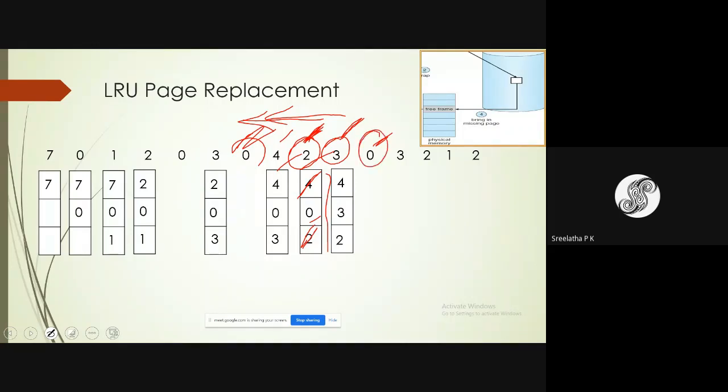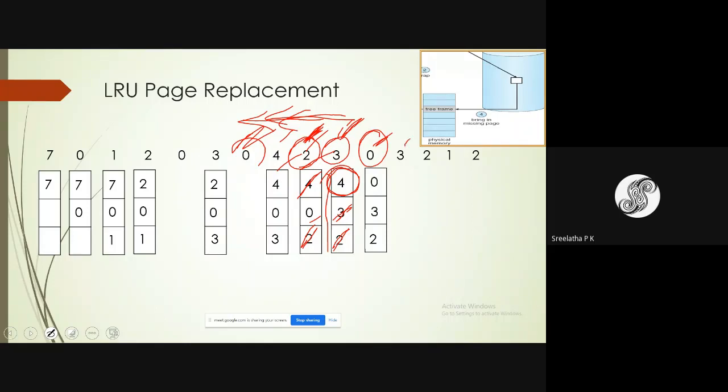Now page 0 is required, that is also a page fault. So which frame is selected? See the recently used. 3 was recently used, 2 was recently used. Page 4 is not used recently. It was used before 3 and 2. And hence page 4 is replaced by 0.